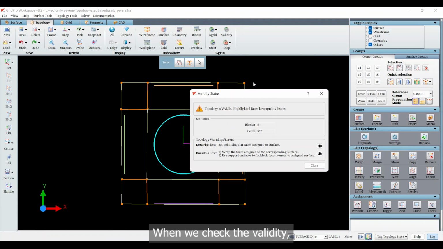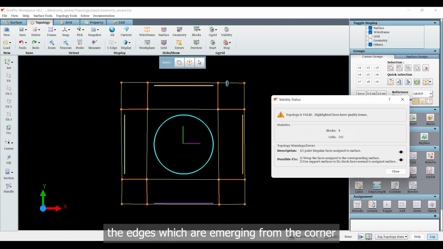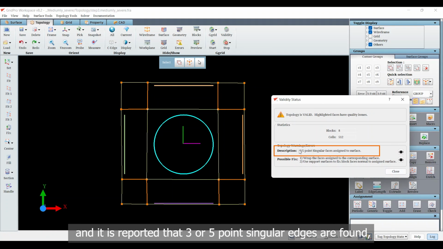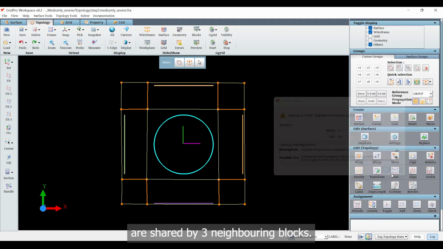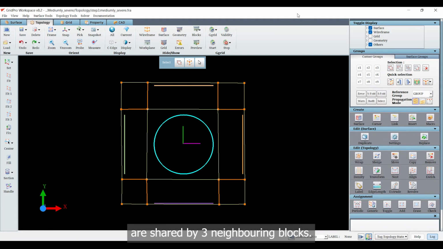When we check the validity, the edges which are emerging from the corner assigned to the surface are highlighted, and it is reported that 3 or 5 point singular edges are found, indicating that it is a mediumly severe singularity. Here the corners on the surface are shared by three neighboring blocks. Let us go ahead and look at a grid for this topology.